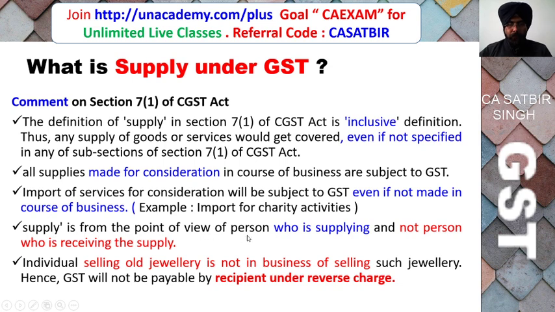Supply is seen from the point of view of the person who is supplying and not the person who is receiving the supply. So you have to see from the point of view of the supplier, not from the point of view of the recipient. So if an individual is selling old jewelry, he is not in the business of selling jewelry, so no GST will be payable in this case, because it is not in the course or furtherance of business.